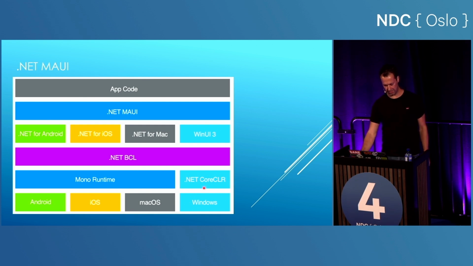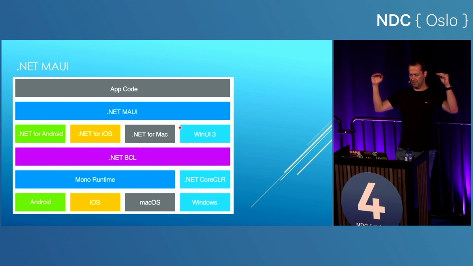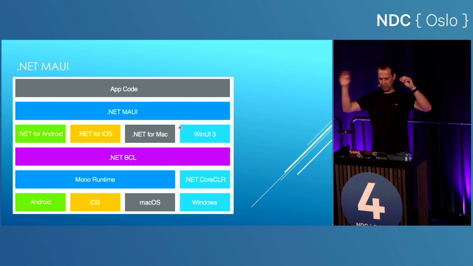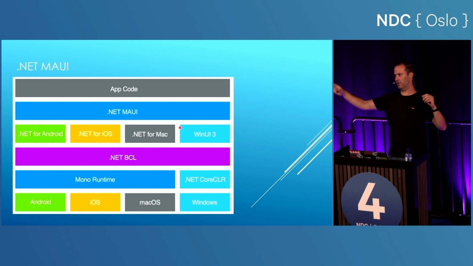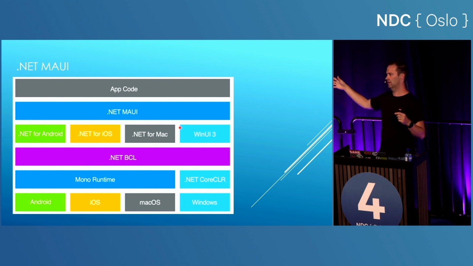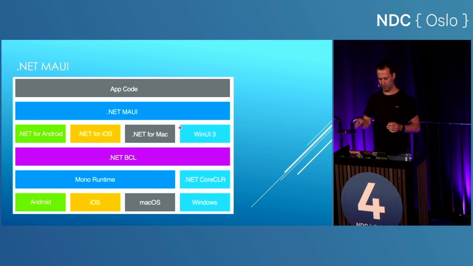On top of Windows sits the .NET Core CLR, which is used by the WinUI SDK and the WinUI framework. On top of that is your .NET base class library, and that's where it gets interesting. On top of that layer sits .NET for Android, .NET for iOS, .NET for Mac. This used to be Xamarin Android, Xamarin iOS, Xamarin Mac. They just renamed it, but it's the same thing. And for the Windows part, this is just WinUI 3.